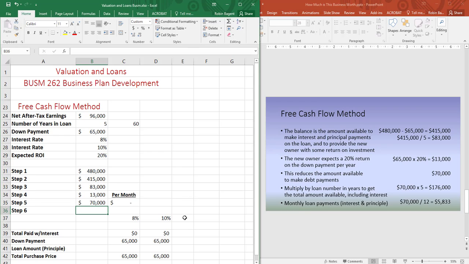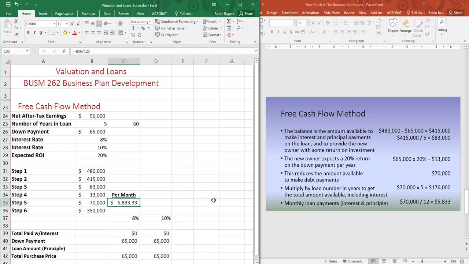Well, we know that $70,000 is per year, so now we're going to take the $70,000 and multiply that times the number of years that the loan is going to run. So that tells us that we have $350,000 to work with.